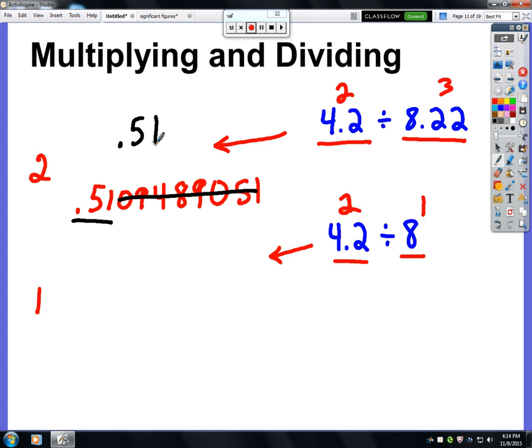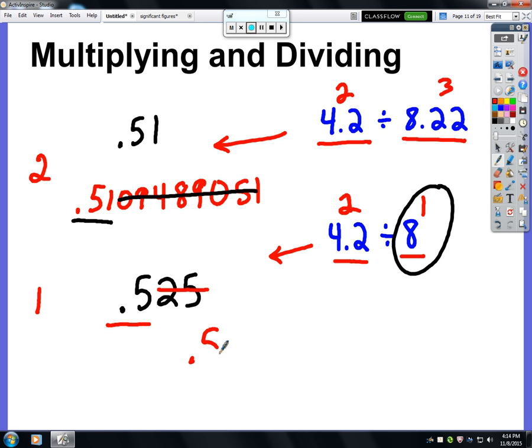So now let's look at my next example, 4.2 divided by 8, and my answer would be 0.525. I am limited, however, because of my significant figures, to only one decimal place. So I'm going to come over here, look at my numbers, and say 0.5. Does the 2 do anything to it? No, it does not, and so therefore my answer is 0.5.